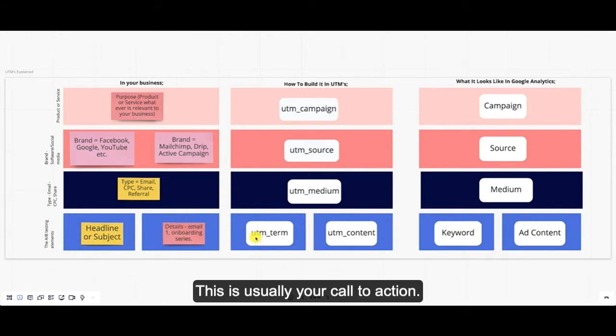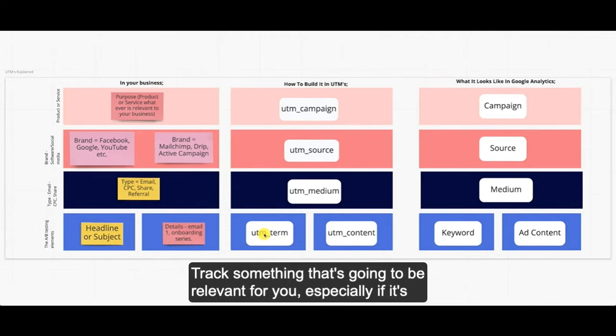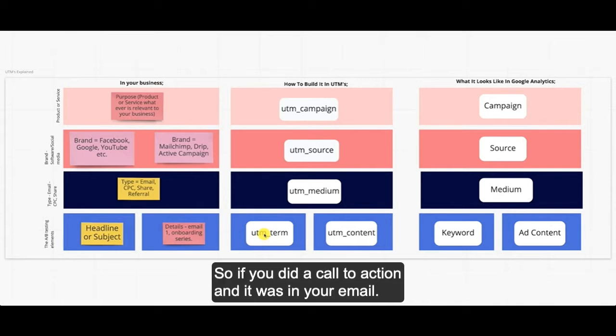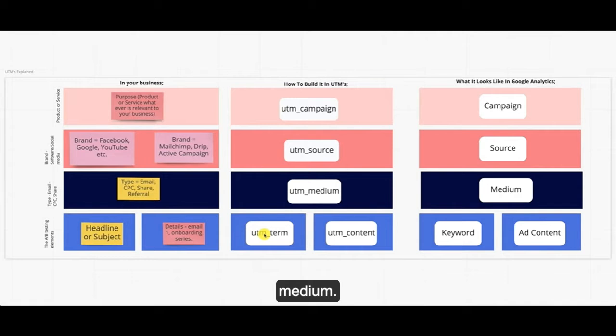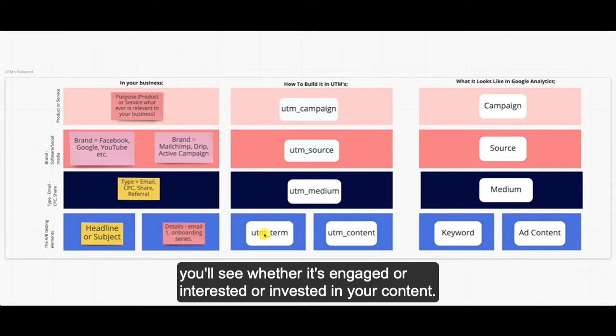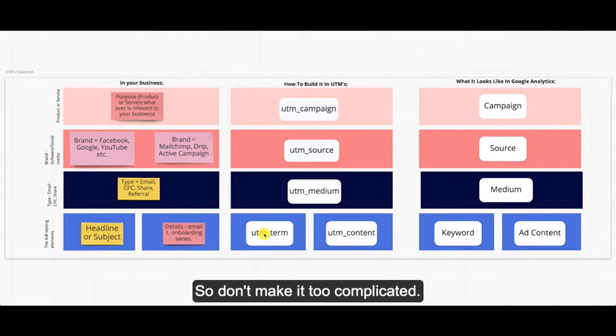So this is usually your call to action, your hook, because you want to be able to track something that's going to be relevant for you, especially if it's a way to identify product to audience. So if you did a call to action in your email medium and you put this call to action being this, you can track it and you'll see whether it's engaged or interested or invested in your content. So you want to be able to easily connect the dots. So don't make it too complicated.